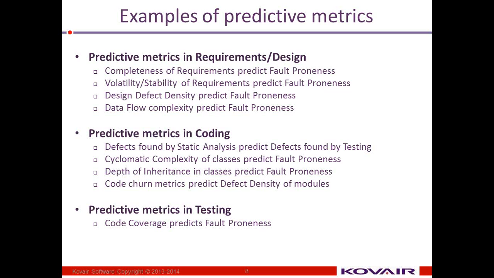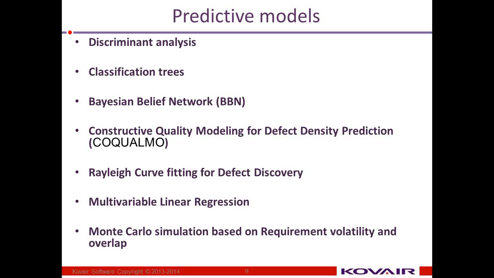And predictive metrics in testing: of course, code coverage is a good indicator. If your test cases are covering only 40% of the code, then the remaining 60%, when it falls in the hands of your customer, is going to produce some defects.